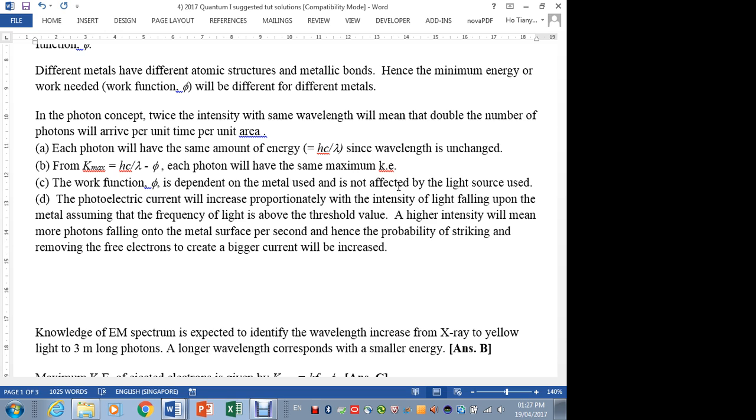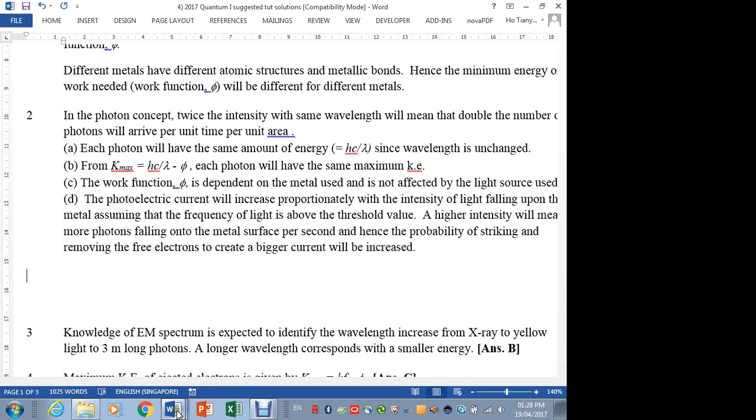If you double the intensity and keep the frequency the same, the energy stays the same. What you change is the rate of arrival of photons. If the rate of arrival of photons doubles, the rate of emission of electrons doubles, so your current will double. Okay, that is part D. This logical argument you must know.